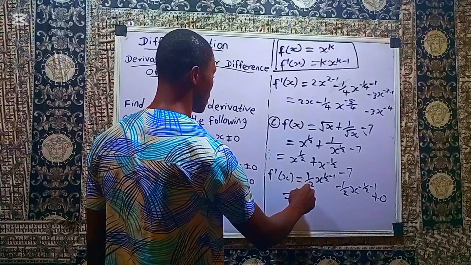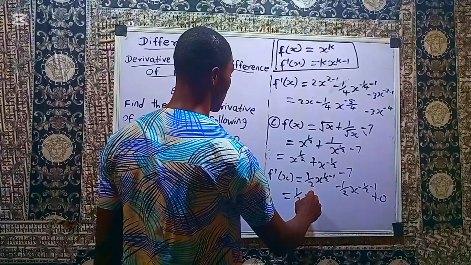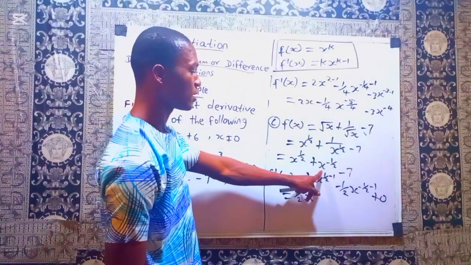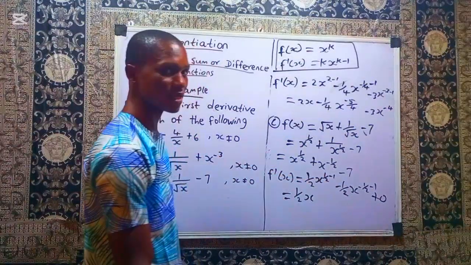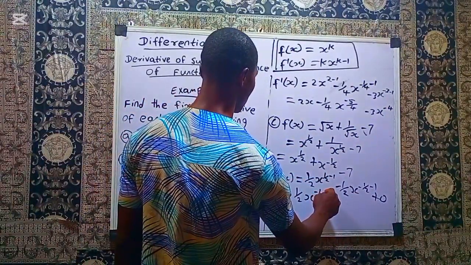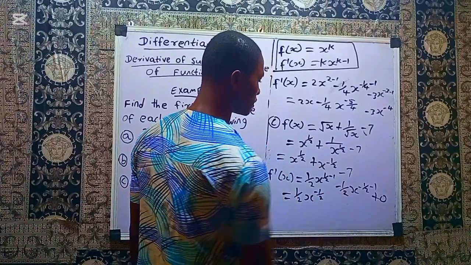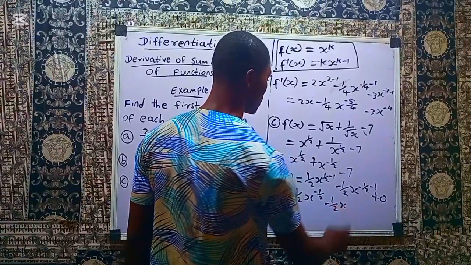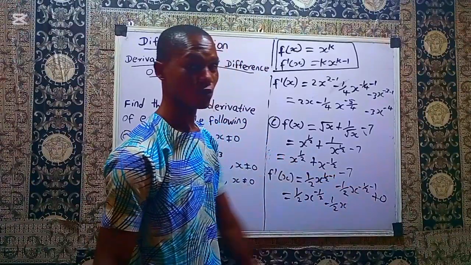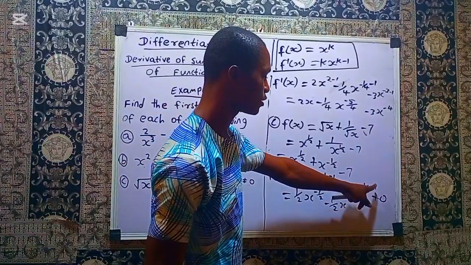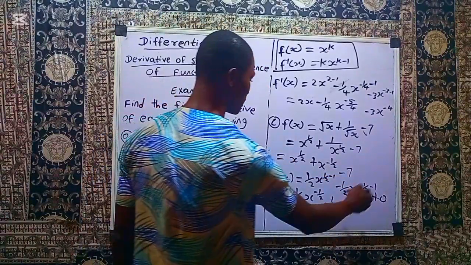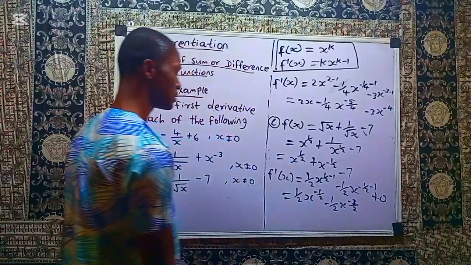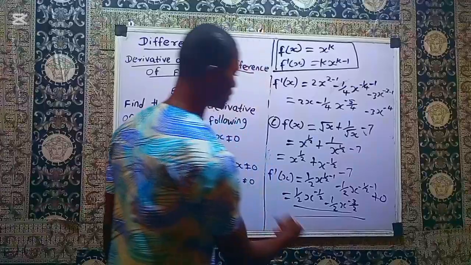Then if you simplify this, we have 1 over 2 x raised to power. Simplifying the index of x, 1 over 2 minus 1, that's half minus 1, will give you negative half. Then the other one we have minus 1 over 2, then x raised to power minus 1 over 2 minus 1. So minus 1 over 2 minus 1, if you simplify it, you get minus 3 over 2. Then this gives us the derivative of this very function.